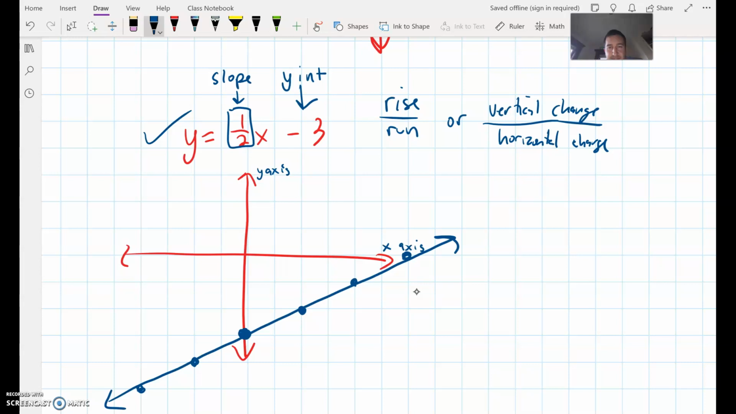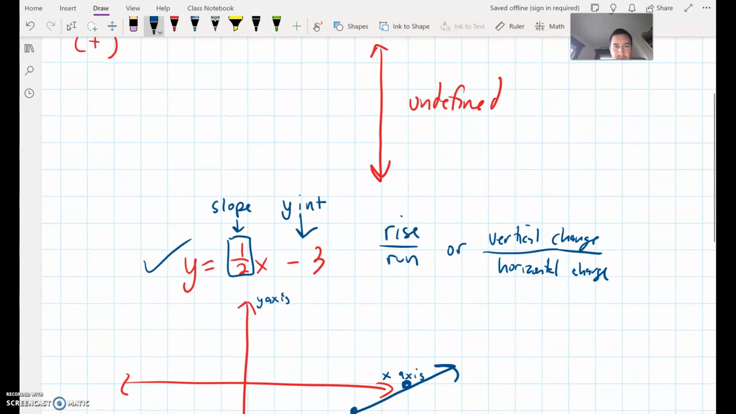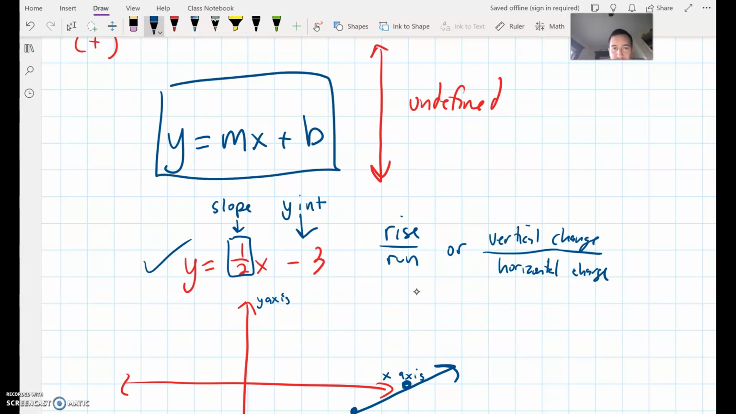We're going to practice slope-intercept form tomorrow in class. Okay? Just remember, slope-intercept form, y equals mx plus b. It's the best for graphing.